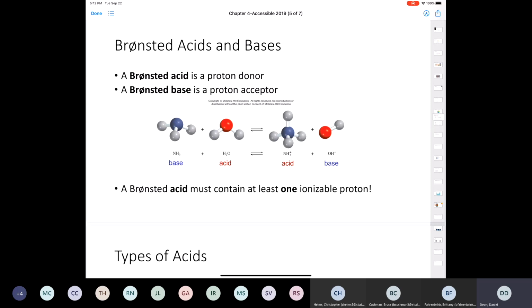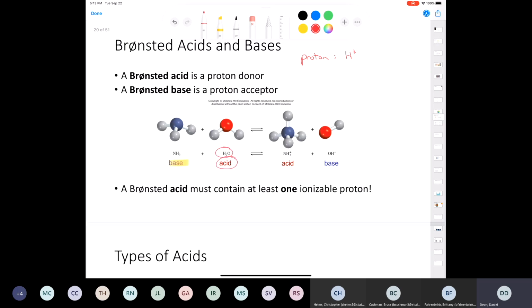He said a Bronsted acid is a proton donor. So remember, a proton is H+. So an acid gives up H+, and a Bronsted base is a proton acceptor. So something that takes H+. Here's an example. If we look at ammonia, and ammonia is a base. Why is it a base? Because if you look at what's happening in this reaction right here, we have ammonia plus water gives you ammonium plus hydroxide.